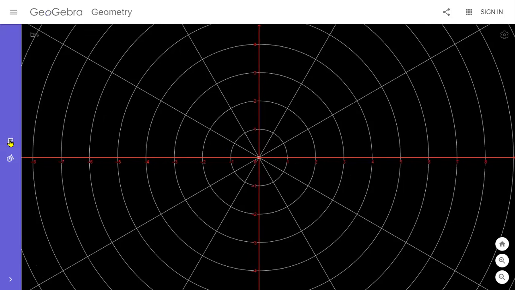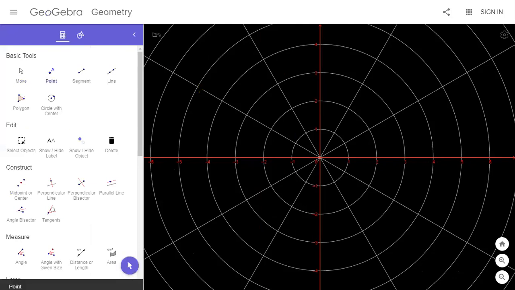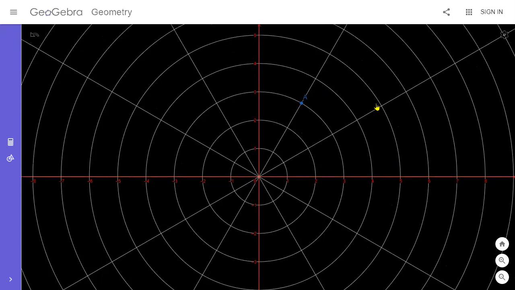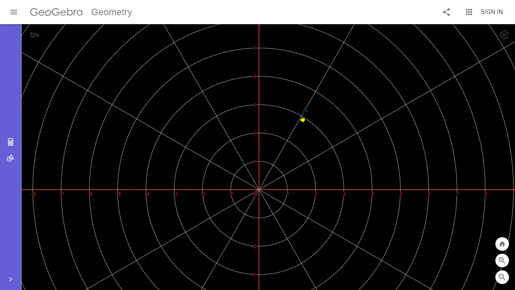Let me take one point on this graph. Here I have taken one point, A. In this graph we can see point A. This is the location of point A on this polar coordinate system.